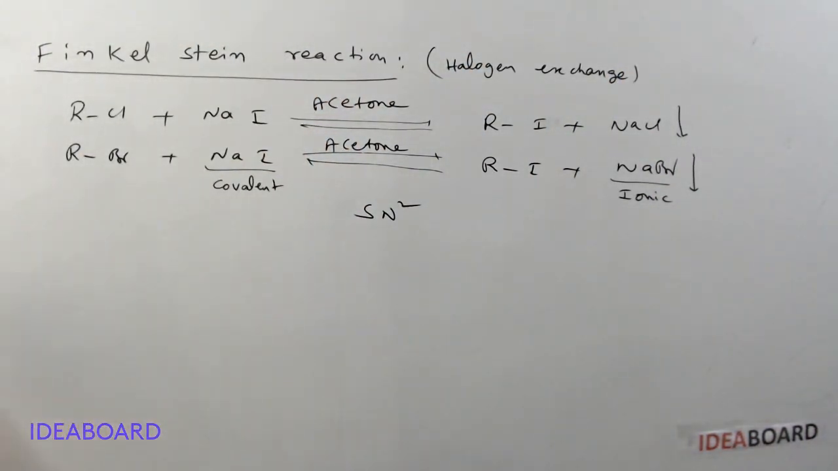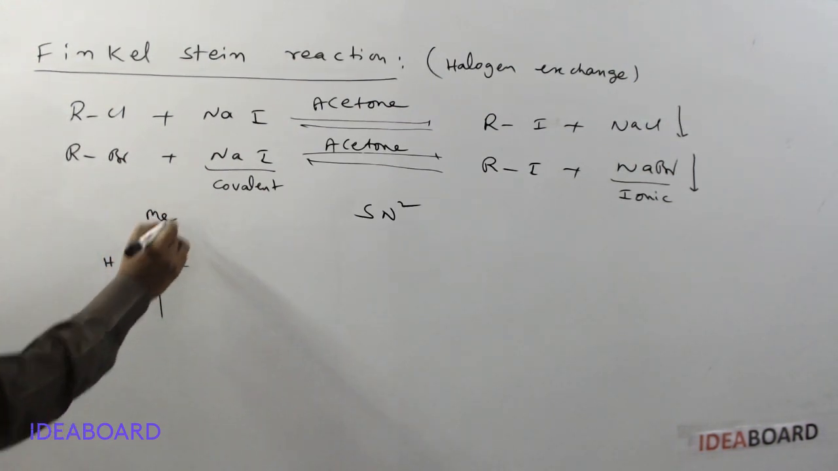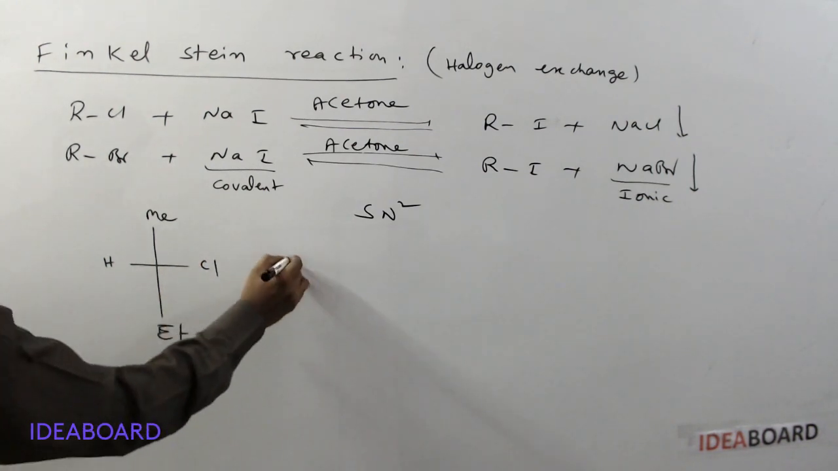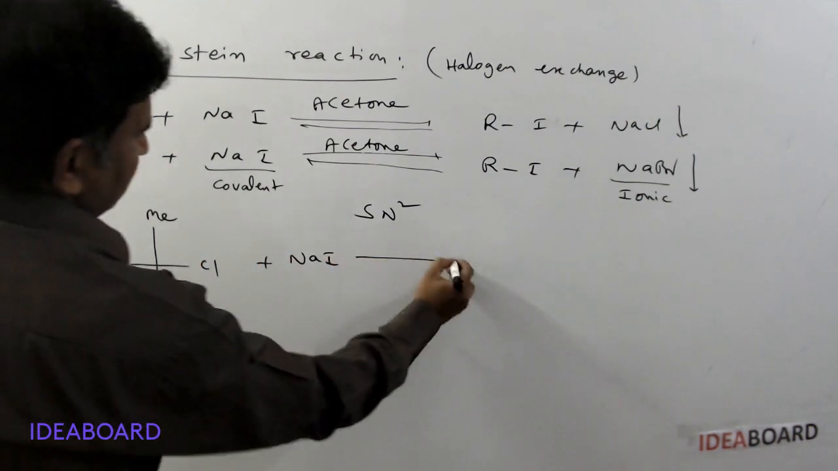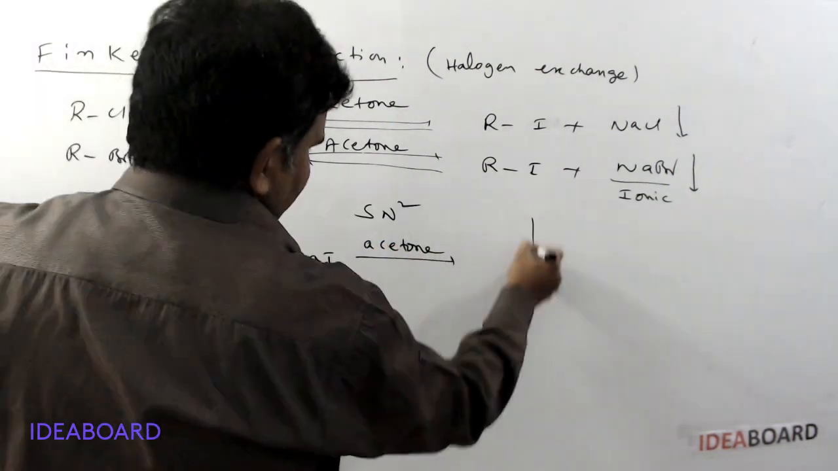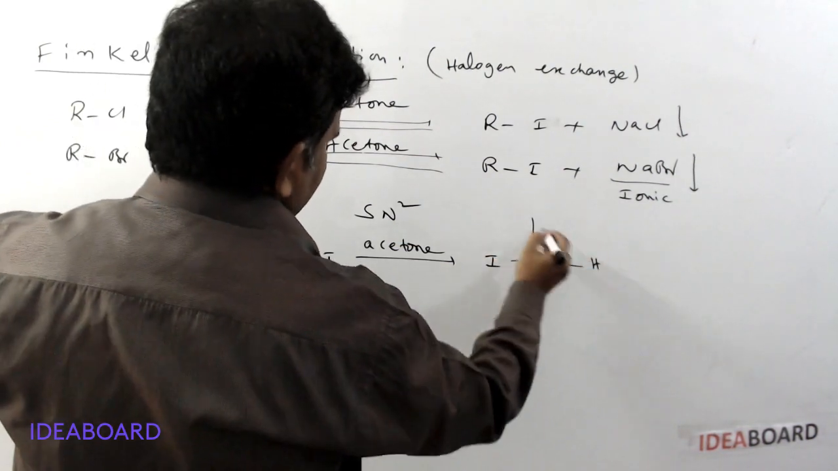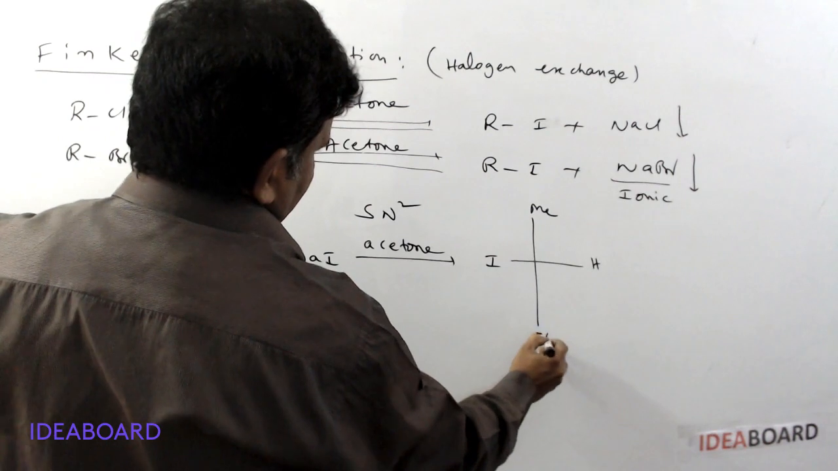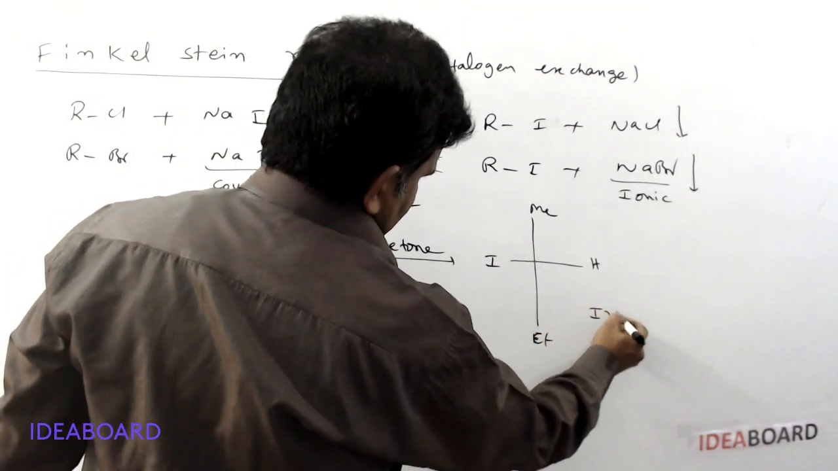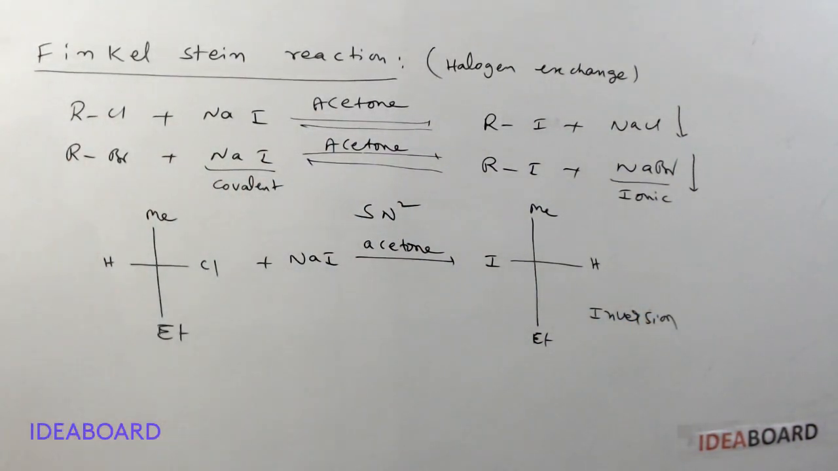Suppose if you are taking hydrogen, here this is a methyl group, this is ethyl group, and here we are taking chlorine, and NaI we are taking in the presence of acetone solvent. Then definitely, SN2 mechanism means here we are getting iodine, H, methyl group, ethyl group. Means completely inversion. The product is an inversion product. Inversion product is formed.